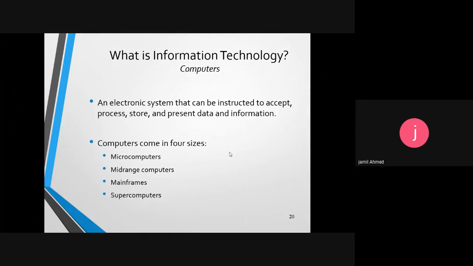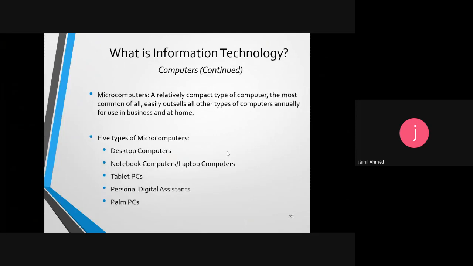So carry on. We left off at computers, which we found in four sizes: microcomputer, mid-range computer, and mainframe computers. With them, we can see the supercomputers as well. Microcomputers are relatively compact computers and the most common of all.